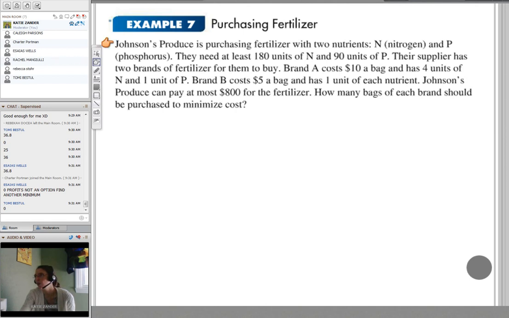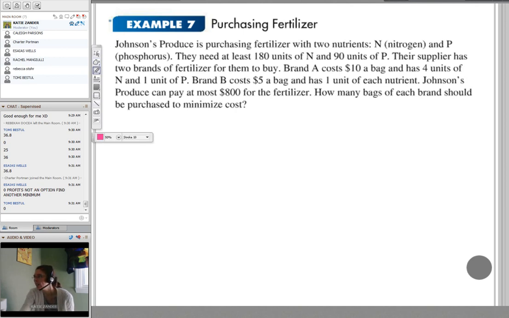So we have a really long story problem here. It says Johnson's Produce is purchasing fertilizer with 2 nutrients, N, nitrogen, and P, phosphorus. They need at least 180 units of N and 90 units of P. Their supplier has 2 brands of fertilizer for them to buy. Brand A costs $10 a bag and has 4 units of N and 1 unit of P. And brand B costs $5 a bag and has 1 unit of each nutrient. Johnson's Produce can pay at most $800 for the fertilizer. How many bags of each brand should be purchased to minimize cost?